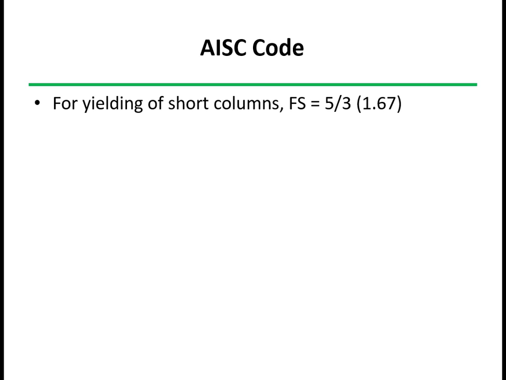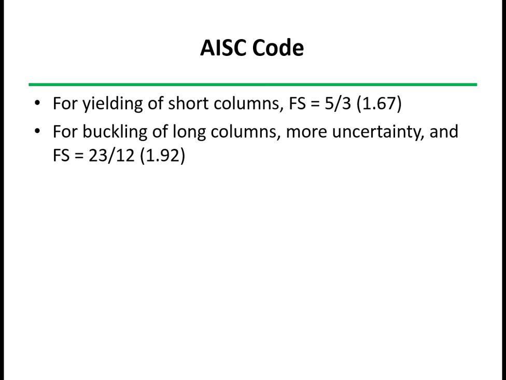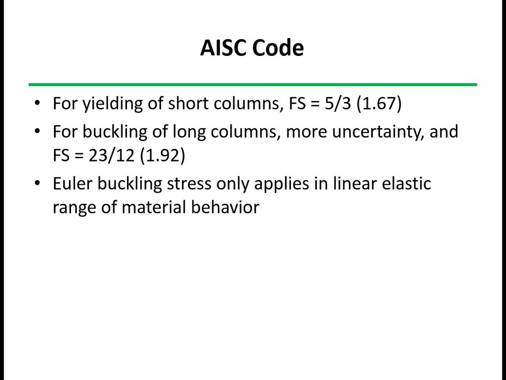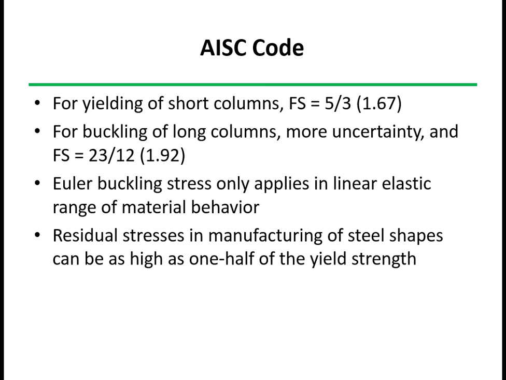For short columns, the AISC code says the factor of safety is 1.67. That's for yielding. For buckling, because there is a lot more uncertainty involved, the factor of safety goes up to a value of 1.92. Now, remember this too, that the buckling stress only applies if you have linear elastic behavior. Now, when steel shapes are being manufactured, particularly wide flange beams, those are hot rolled, and so you can end up having residual stresses after manufacturing.